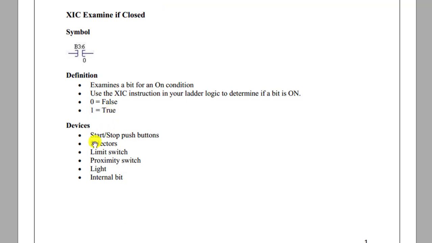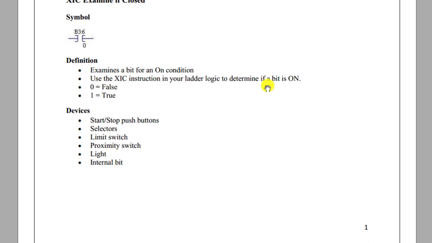The devices that use these kinds of switches, I must say, are start, stop, push buttons, selectors, limit switch, proximity switch, light, internal bits. And one more thing, use the examine if closed instruction in your ladder logic to determine if a bit is on. Okay, we'll see how this happens.